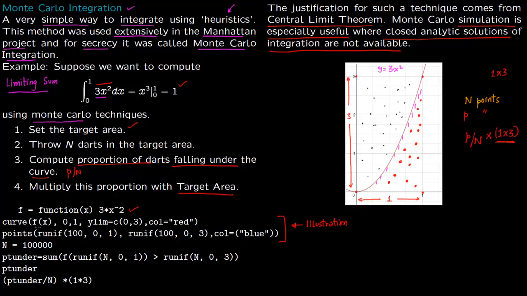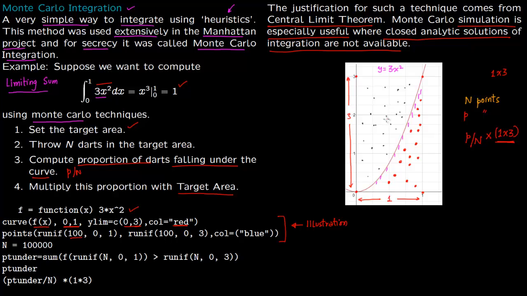So we are going to draw the curve so that you can see the curve between the points 0 and 1 for x, and y also lies between 0 and 3. The color of the curve is going to be red. Then I'm going to throw a bunch of points, exactly 100 points.